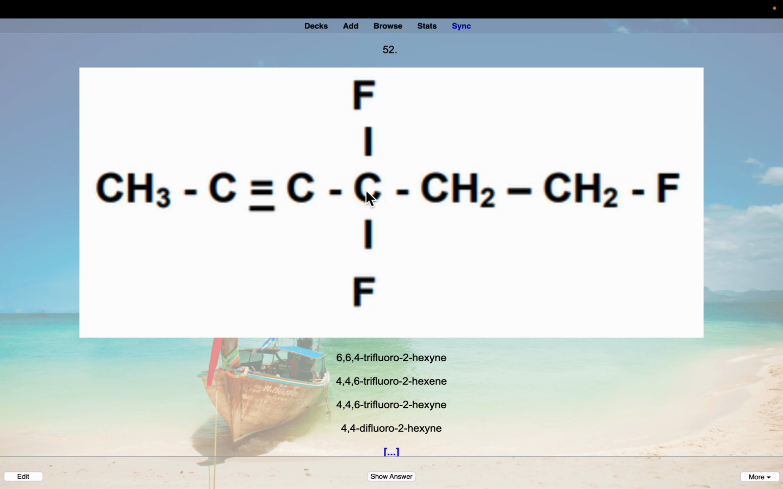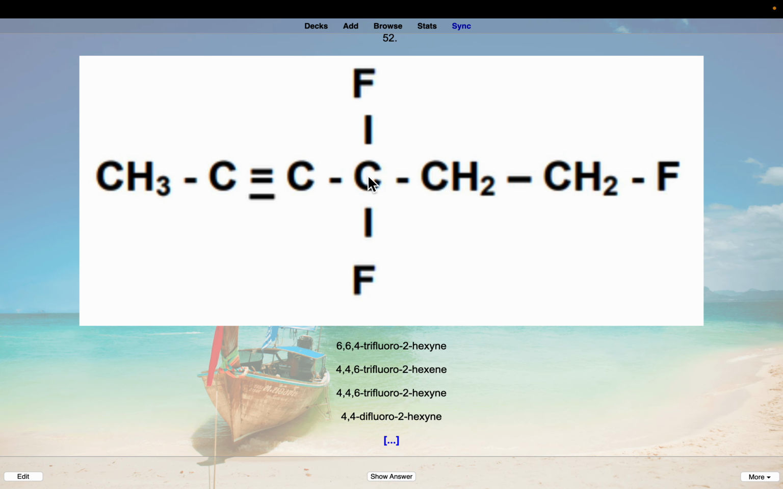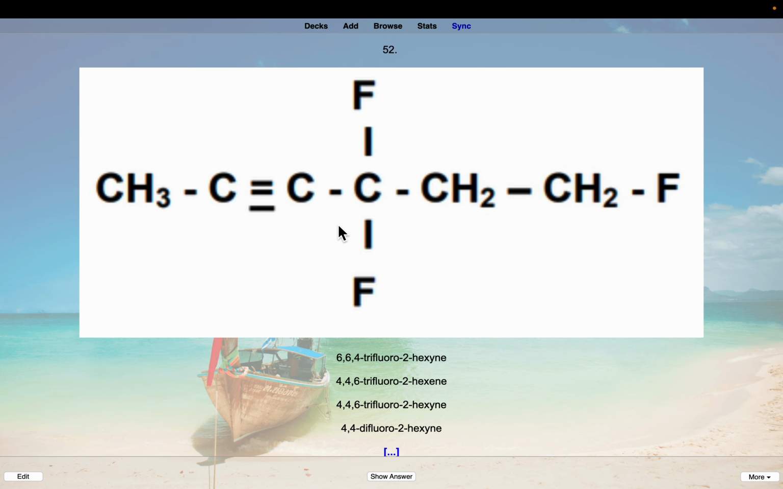Next. So what's the name for this? We have 4 choices. 1, 2, 3, 4, 5, 6. We have 6 carbon atoms in the main region.